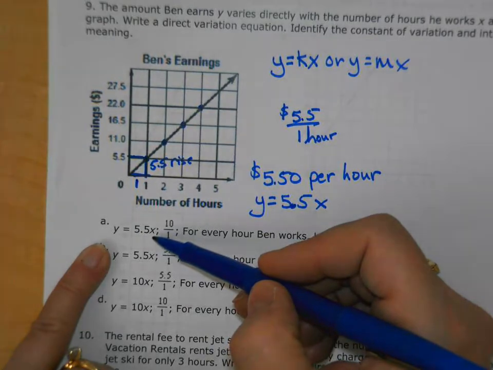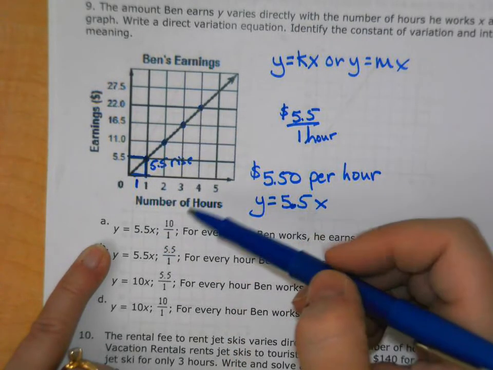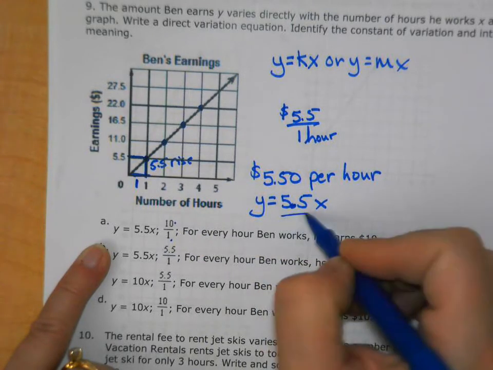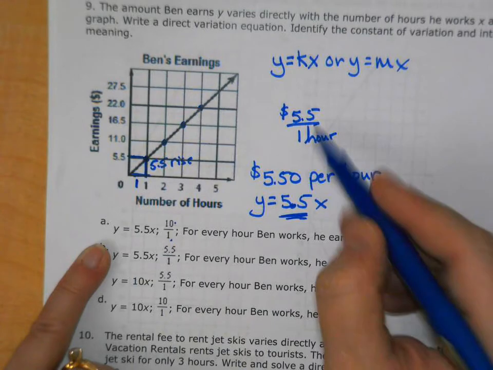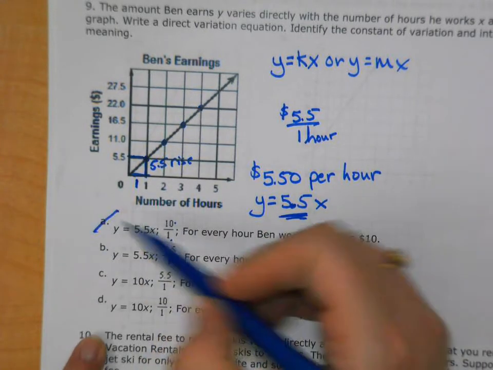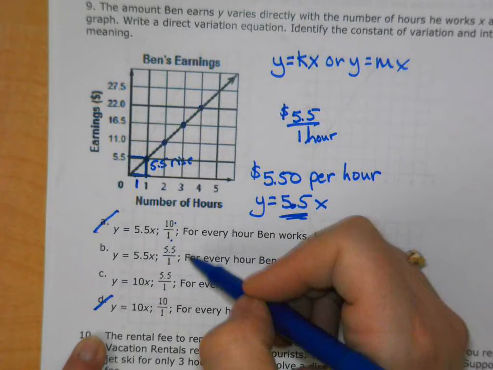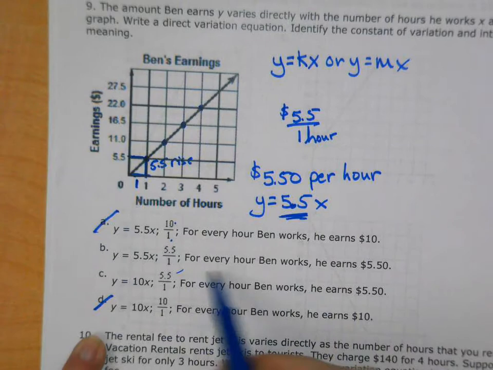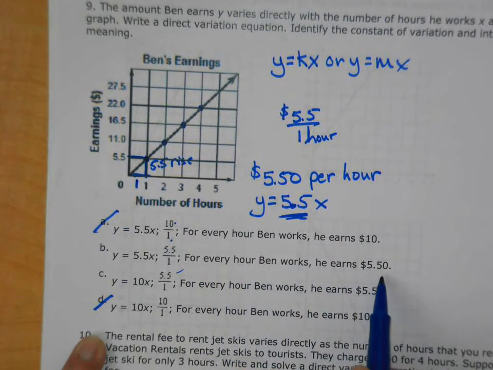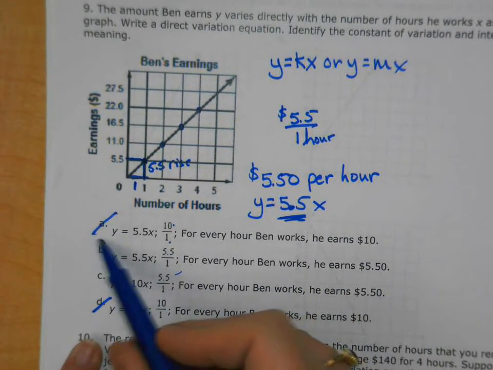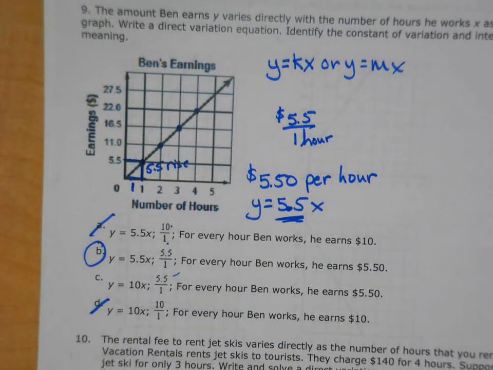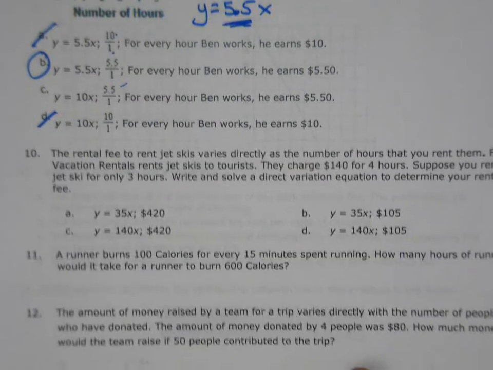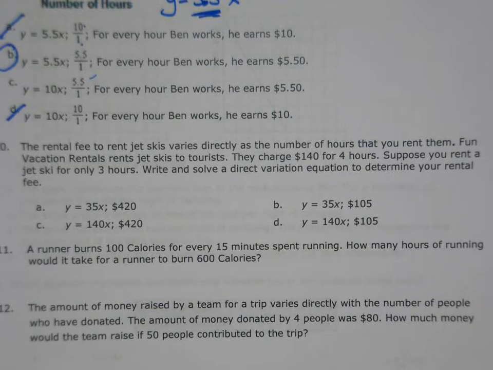Now I'm going to look at my answer choices. A says y equals 5.5x. Well, that's what I got there. But then it says 10 over 1 is my constant of variation. My constant of variation is 5.5, or 5.5 for 1. So I know it's not A, and I also know it's not D. The answer has to be B, because for every hour Ben works, he earns $5.50. And my equation is correct in B. It is not correct in C. Again, always look at all of your answer choices.